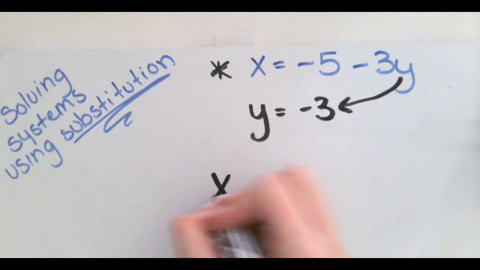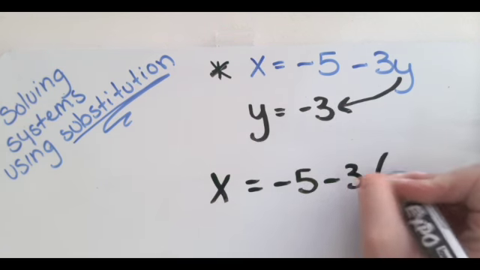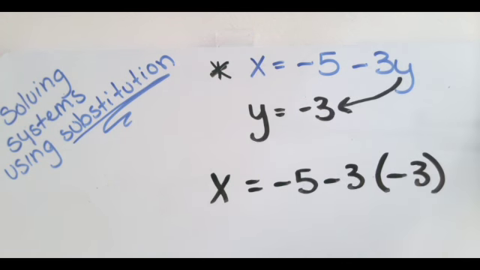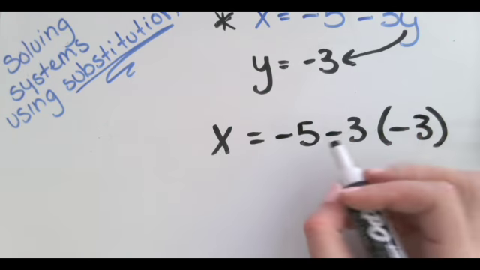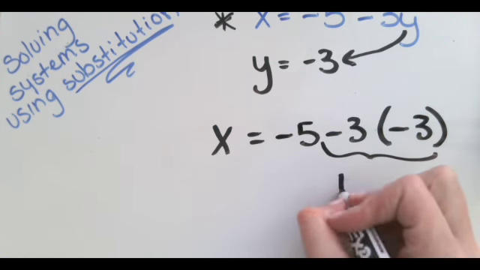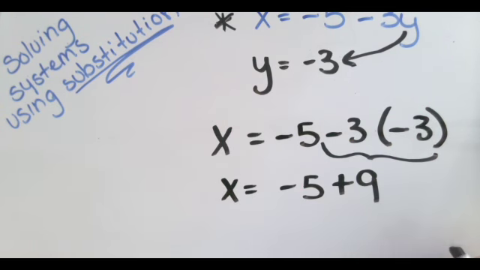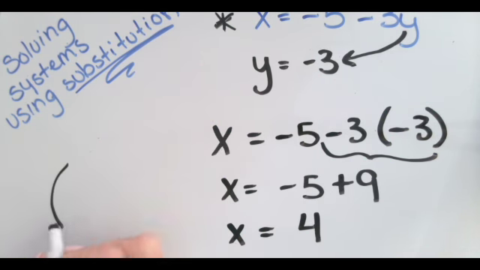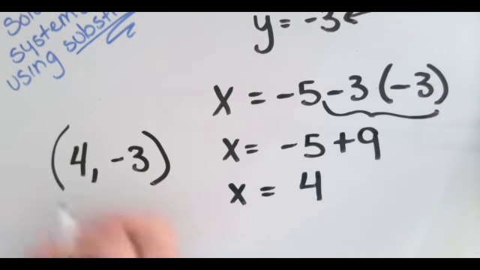So I can replace this y with negative 3 and solve for x. This is the same thing as x is equal to negative 5 minus 3 times negative 3. You could type this into your calculator or you can solve it one step at a time. You always have to follow PEMDAS. So first you would do negative 3 times negative 3, which would be positive 9. That means x is equal to positive 4. So that means you have the ordered pair 4, negative 3. This is your solution.